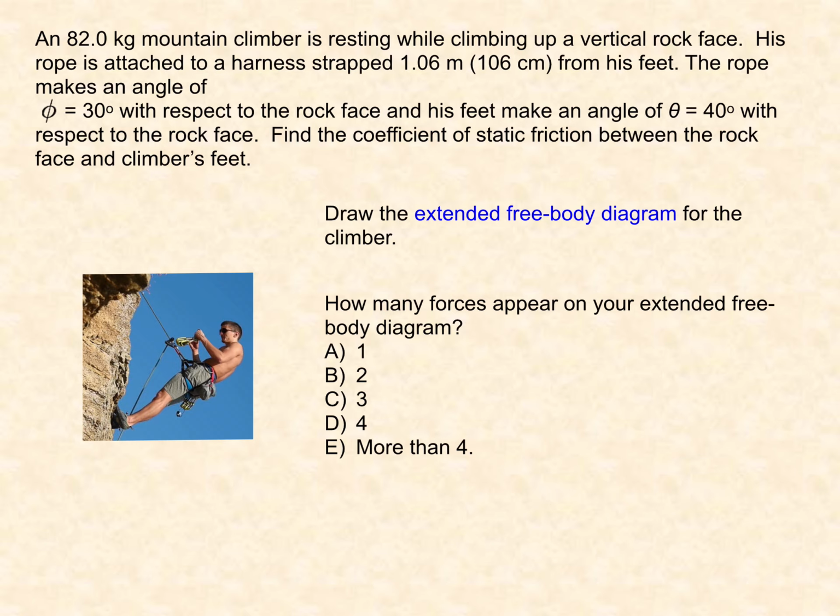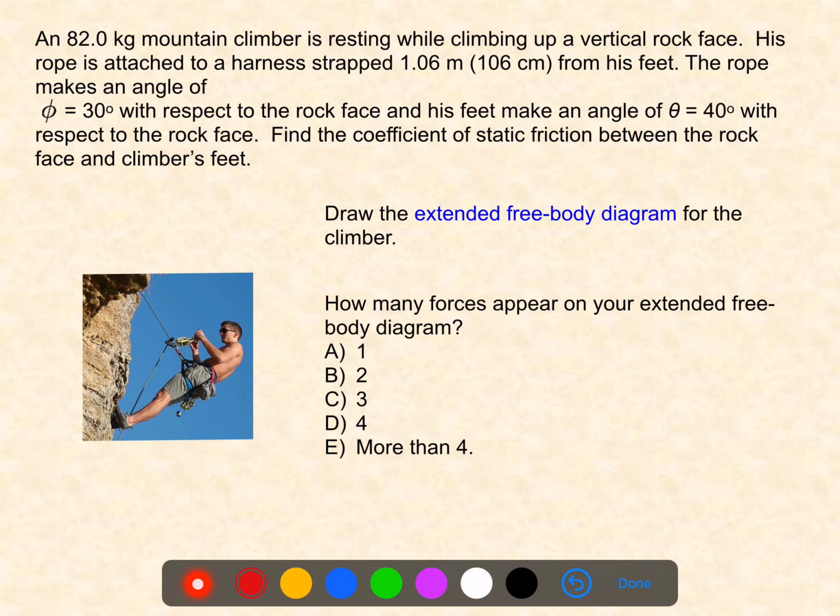So think about how many forces that ought to be. You've got a normal force pushing from the rock face onto the climber. You've got a tension force. You've got a weight force, okay? And you've got the frictional force as well. So that adds up to 4 forces.